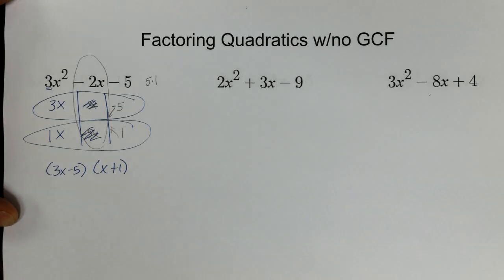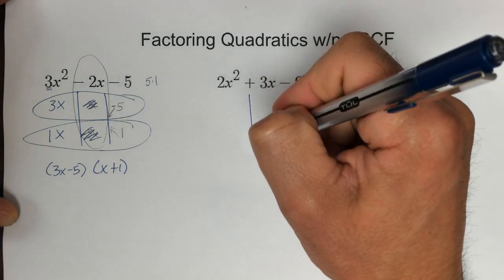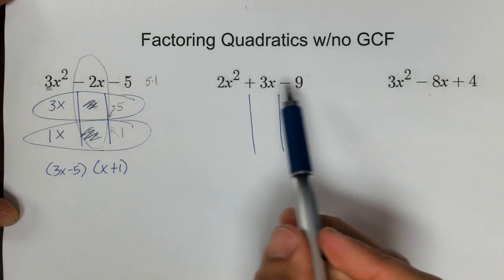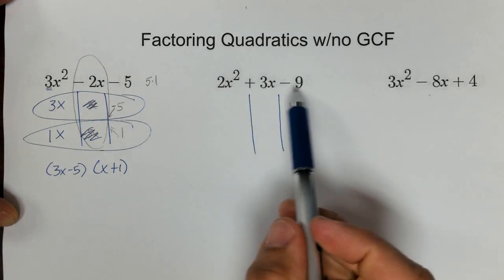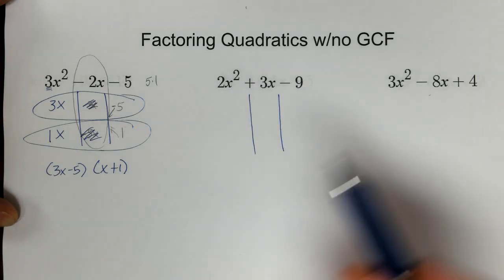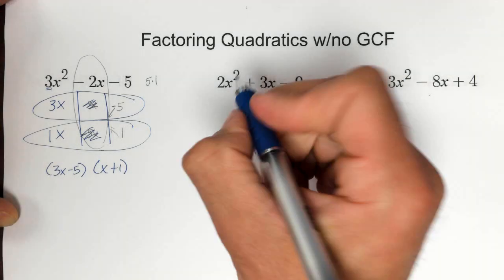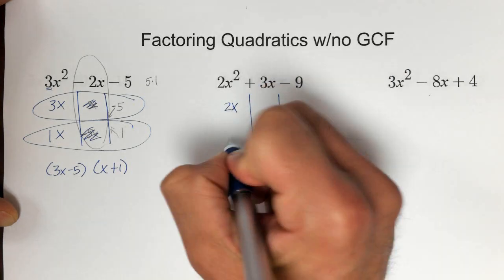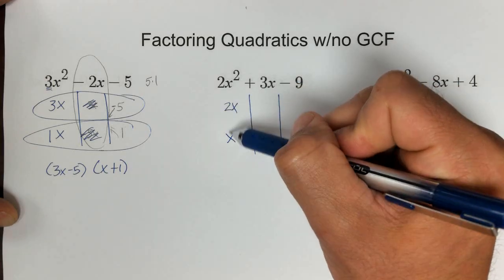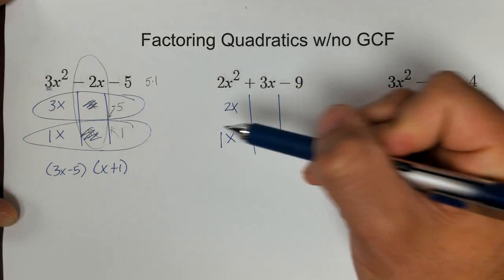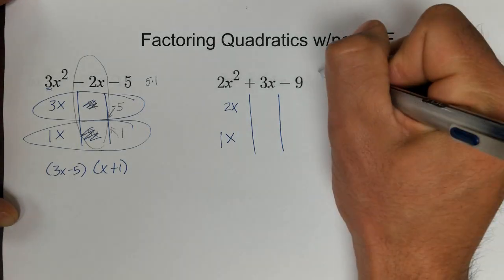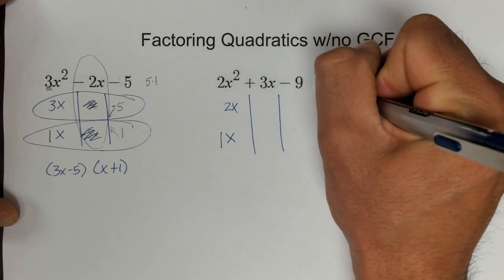Let's try a few more together. Again, I cannot factor out a 2 from all of the terms. These two both have a 3 in common, but all three terms have to have something in common. So since there's no GCF, this means we have 2x times x. X times x is x squared, and 2 times 1 is 2x squared. How do we get a 9? Well, for 9, we get 9 times 1, or 3 times 3.